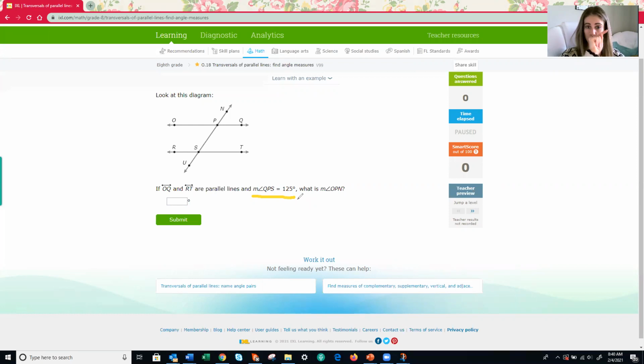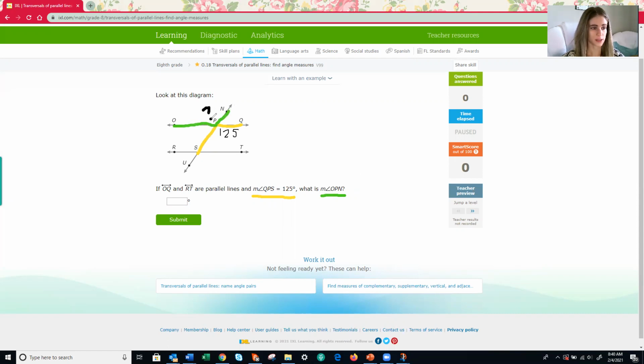And remember, that's the order I need to go in to find the angle. So look for Q and then trace it to P and then trace it down to S. That angle right there is 125 degrees. And we want to discover the angle measurement of OPN. So let's trace that one. Start with O, go to P, and work your way to N.